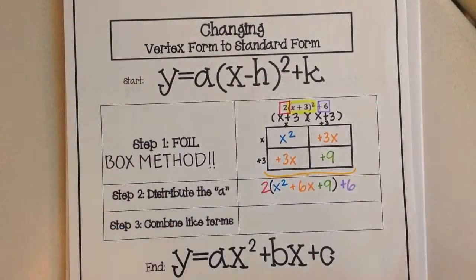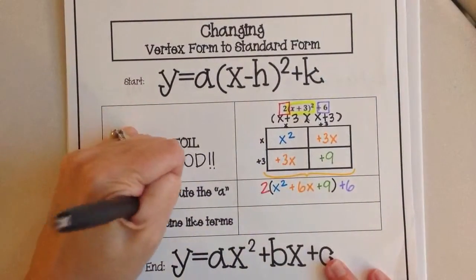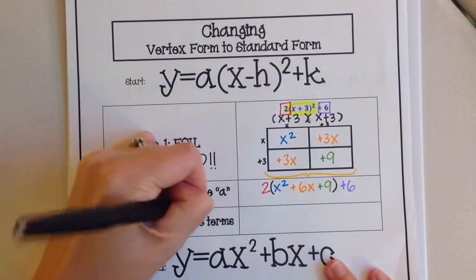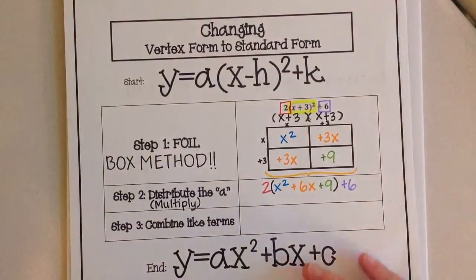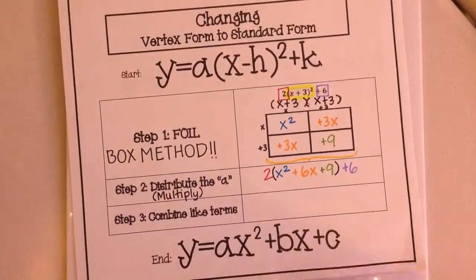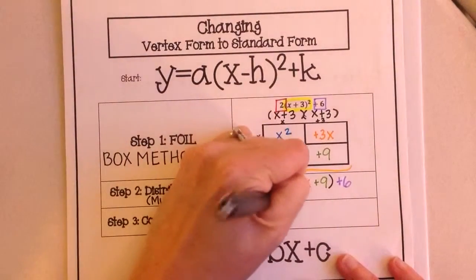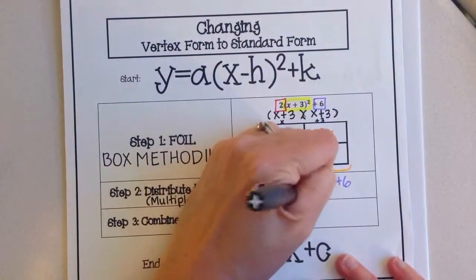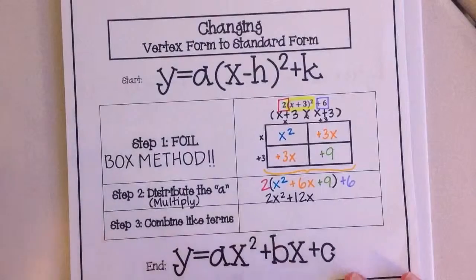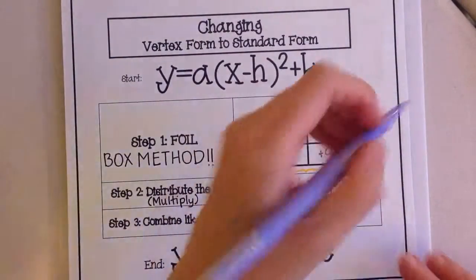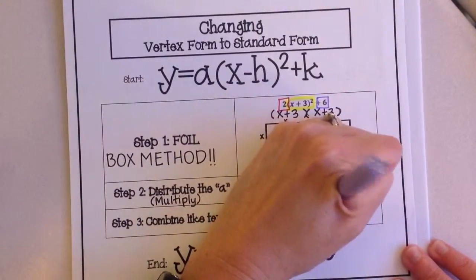So I want to make sure I bring those down. And then if you look at step 2, it simply says we're going to distribute a. Well, guys, if you remember, distribute is just another word for multiply. So we are going to multiply by 2. All of the coefficients inside the parentheses are going to get multiplied by 2. So that's going to give me 2x squared. 2 times 6 would give me 12x, so plus 12x. And then I'm going to multiply 2 times 9, 18. And I'm going to bring down this plus 6 because it did not get multiplied by the 2.